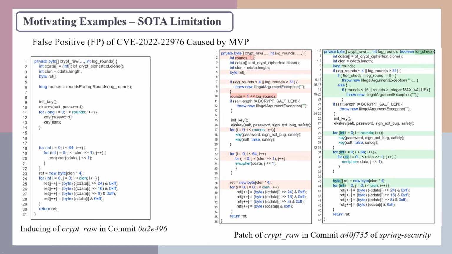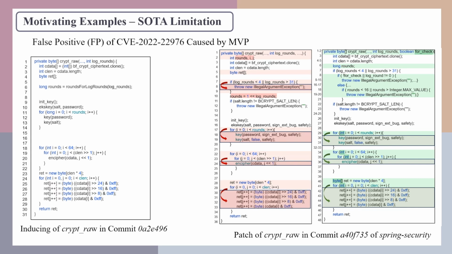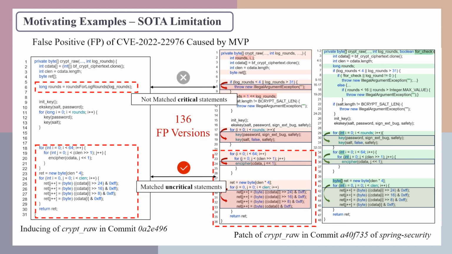There is another clone-based approach, MVP. It first slices the change statements to extract the vulnerability-related and fix-related context. In this case, lines 22, 23, 28, and 29 are vulnerability unrelated statements, and the slicing further introduces more vulnerability unrelated lines, lines 24, 30, 31, 32, and 33, which cause 136 unvulnerable versions to be matched as well.